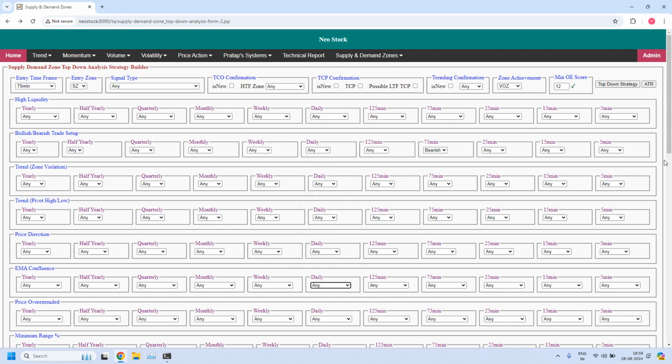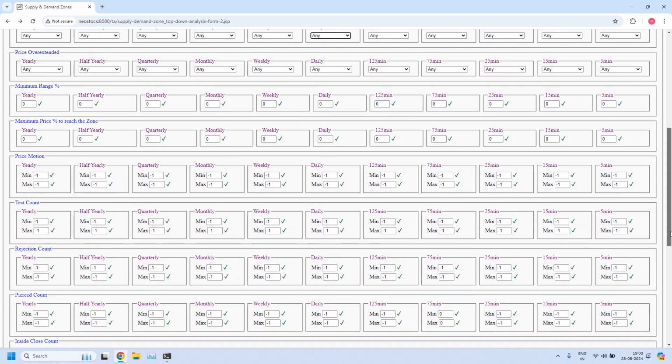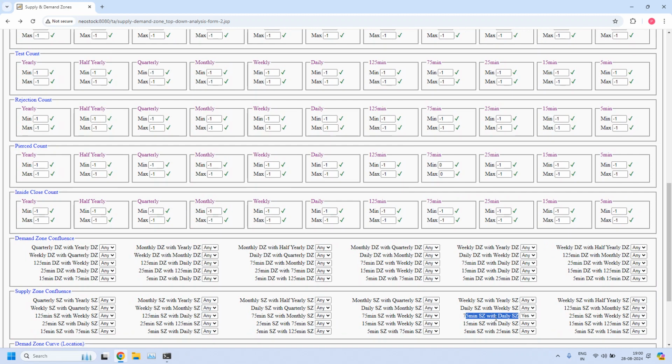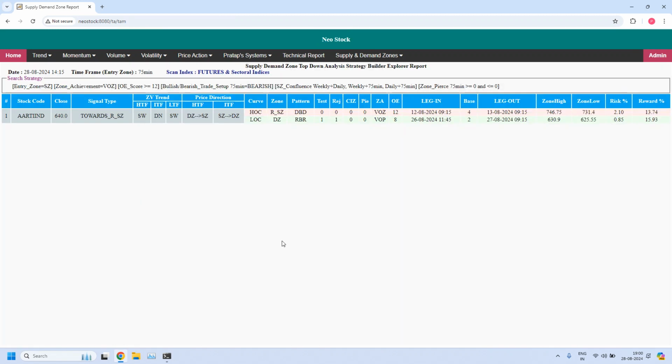Now let us check the same zone is having confluence with HTF time frame. Supply zone confluence. 75 supply zone with daily supply zone. 75 minute supply zone with weekly supply zone. And also daily supply zone with weekly supply zone. Good. So Aarti Industries is having LTF, ITF and HTF confluence. Anyway, the HTF trend is sideways. I am not looking for EMA confluence.